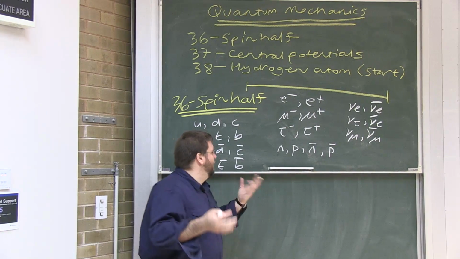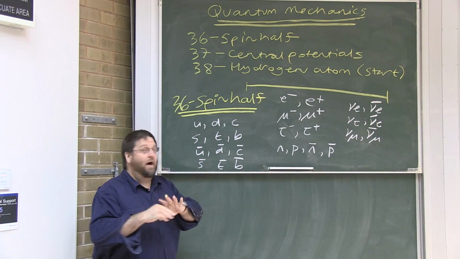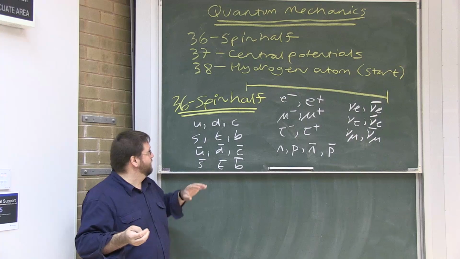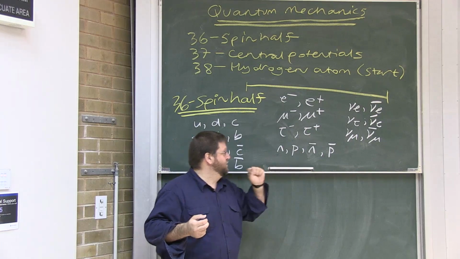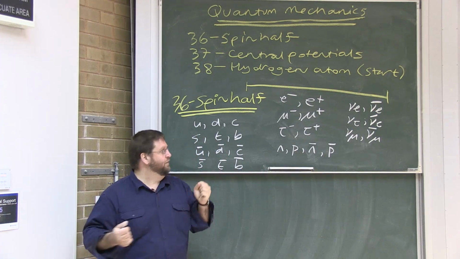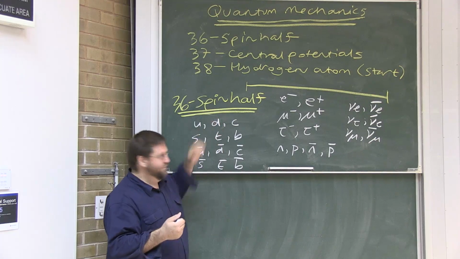There's things such as photons and gravitons. There are other particles which are certainly not spin-half particles, but a very large fraction of the particles known to physics are spin-half particles, hence this section is important.